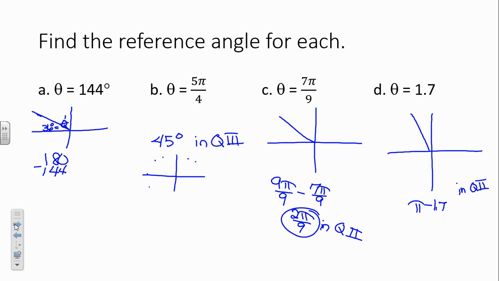I'll take it either way. Okay. It's a good idea to do that. That way you're mentally thinking, okay, which one is it? And then we'll use that to figure out whether the sign should be positive or negative by the All Students Take Calculus classes. Okay? Make sense? Questions so far?